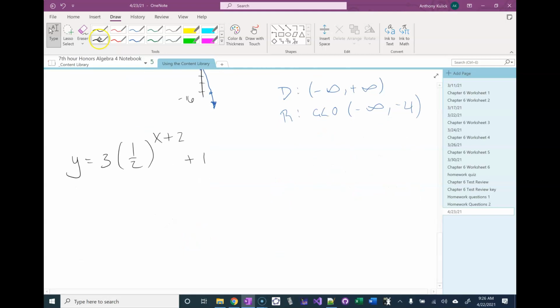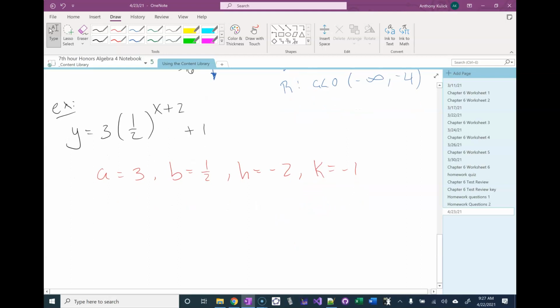Okay. So another example, again, I'm going to start by listing my values for A, for B, for H, and for K. So these two together tell me that this is also decay. Again, the A is positive, and the B is between 0 and 1.